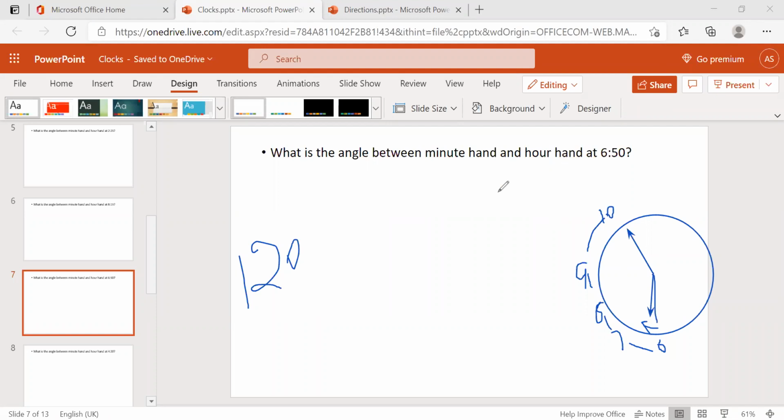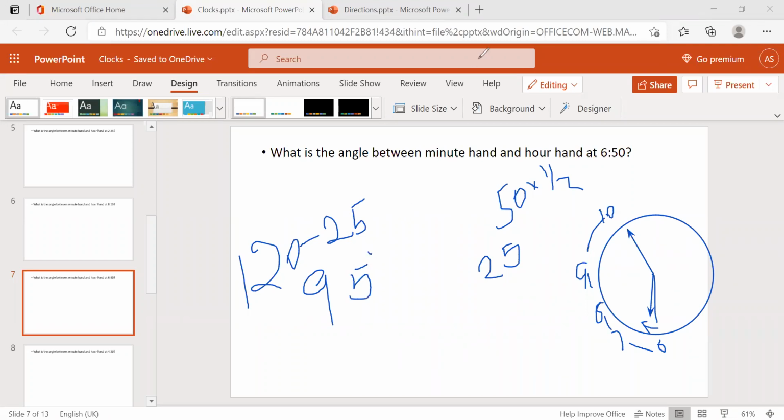How much is it reduced? 50 minutes into 1 by 2. What's that? 25 minutes. So 25 degrees reduced. So the answer is 95.